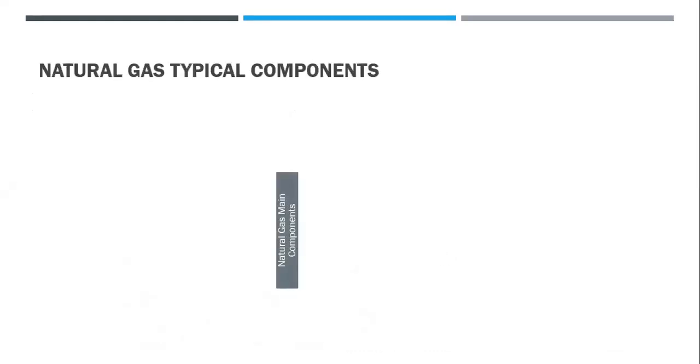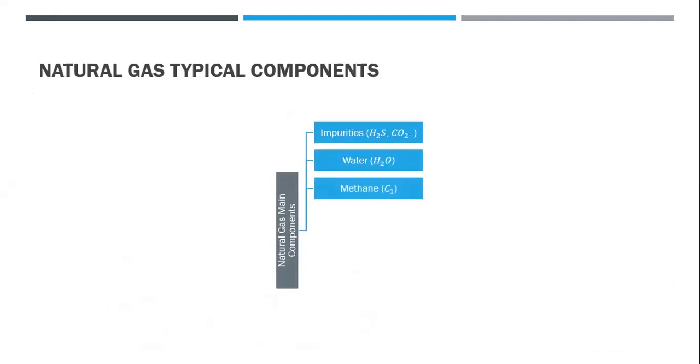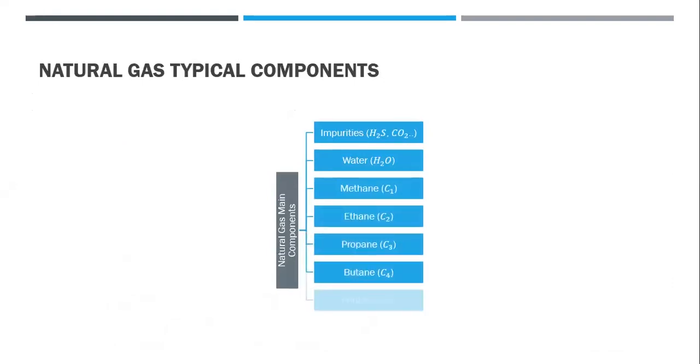As we know, the typical components of natural gas mainly consist of impurities like hydrogen sulfide, carbon dioxide, water that exists in the vapor phase, and methane, ethane, propane, butane, and other hydrocarbons. Actually, these are not the only hydrocarbons that exist in natural gas, but they are the main ones.